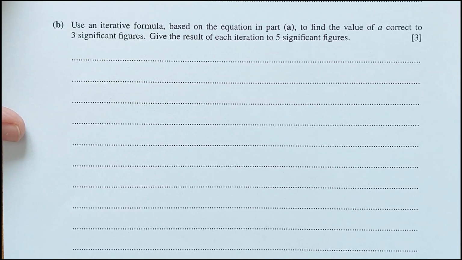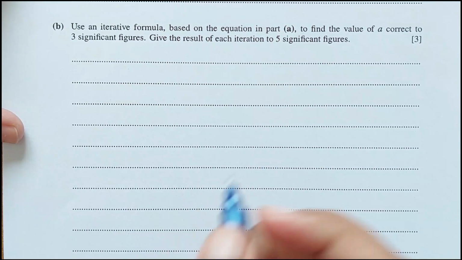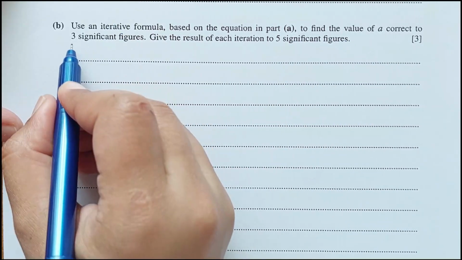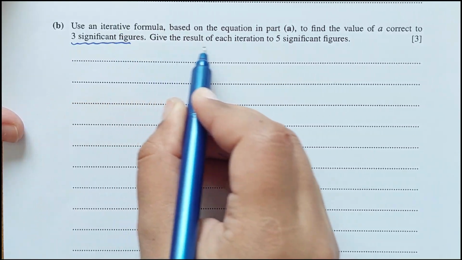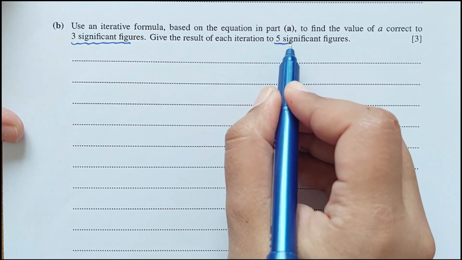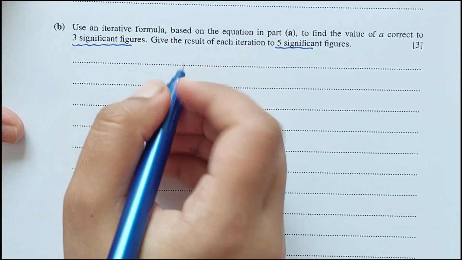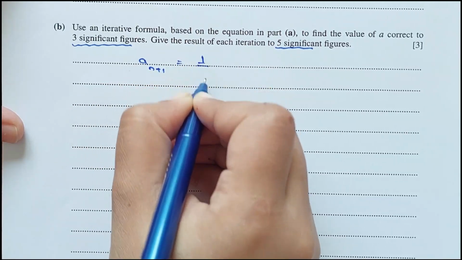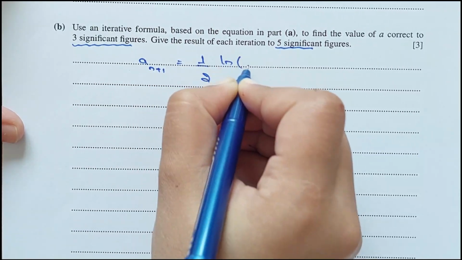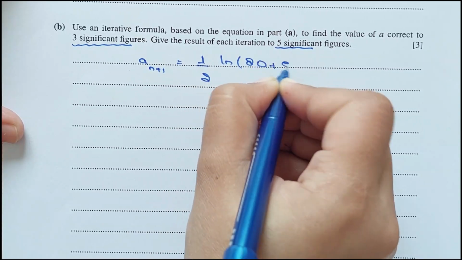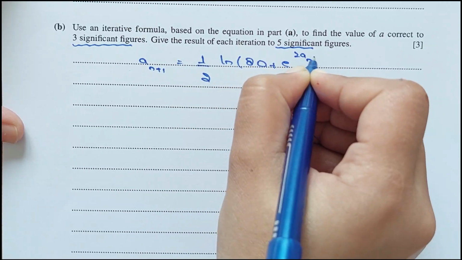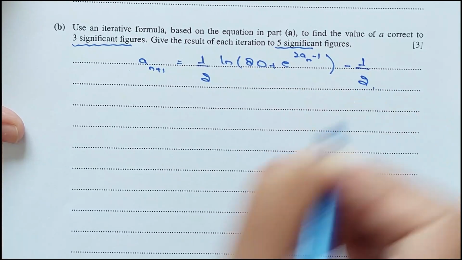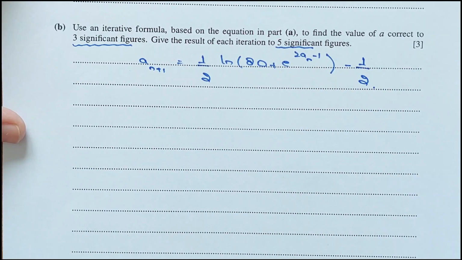Now for part B, use an iterative formula based on the equation in part A to find the value of a correct to 3 significant figures, giving your result of each iteration to 5 significant figures. So the iterative formula is a(n+1) equals (1/2) ln(80 + e^(2a(n) − 1)) − 1/2. You have to solve for a, right?